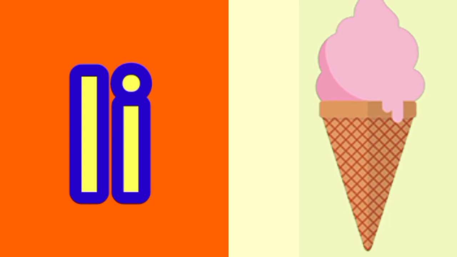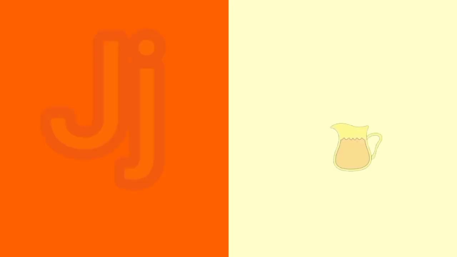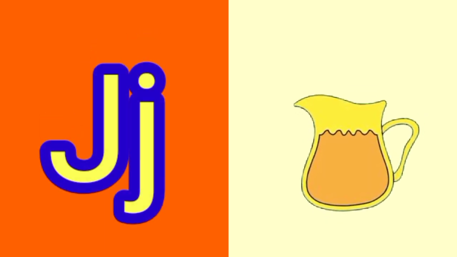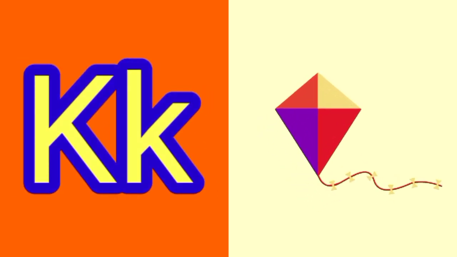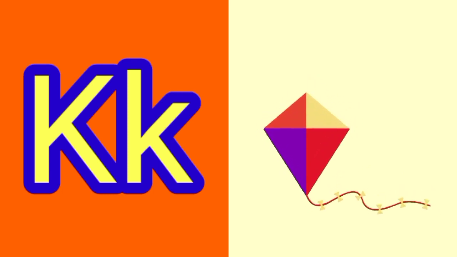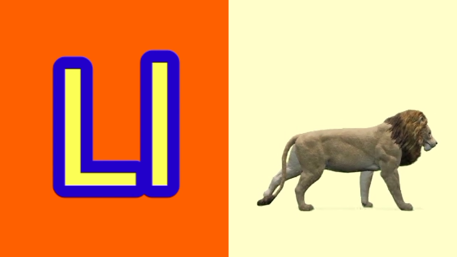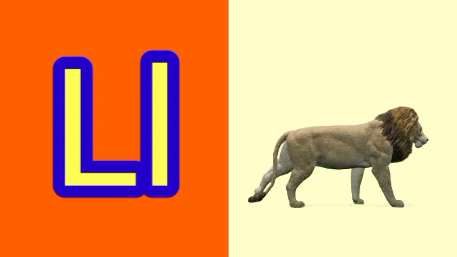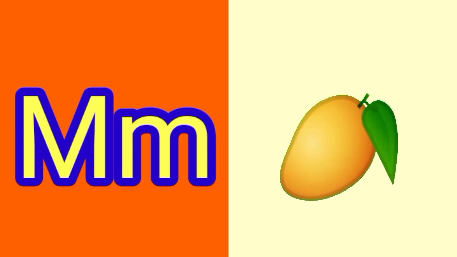I for ice cream. J for jug. K for kite. L for lion. M for mango.